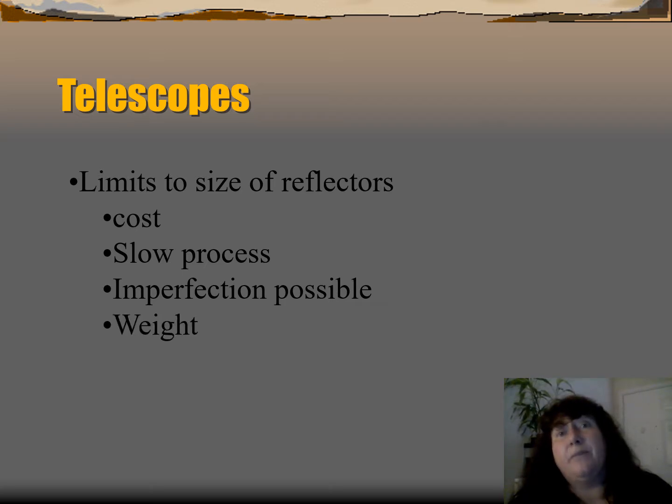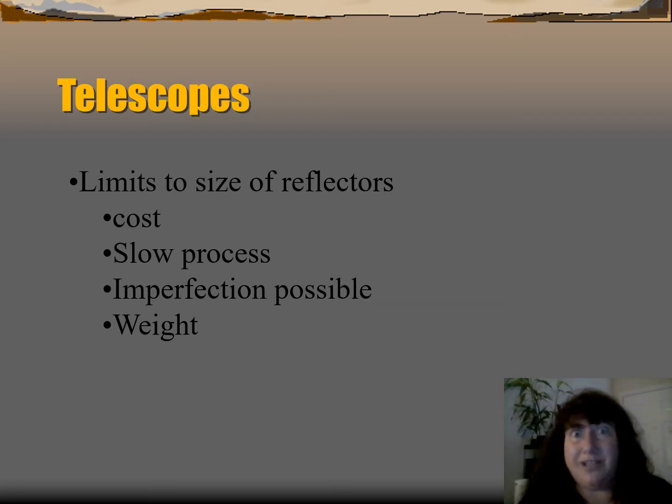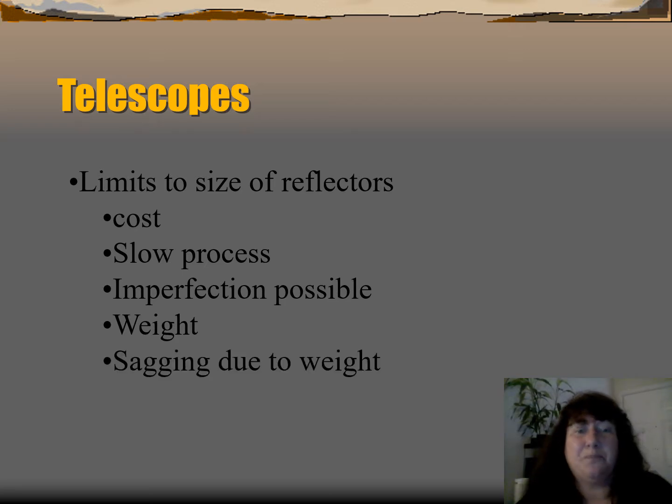Also the weight of the mirror. Not as significant as the lenses. You can get much larger with a mirror than you can with a lens. But you do limit the overall size. So if you want a 20-meter or 30-meter telescope, the weight is going to be an issue, no matter what you use. And again, you can get some sagging due to the weight of the mirror, just like with the lens. Lenses, though, are even more significant.